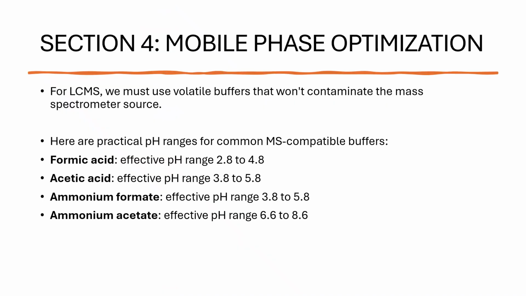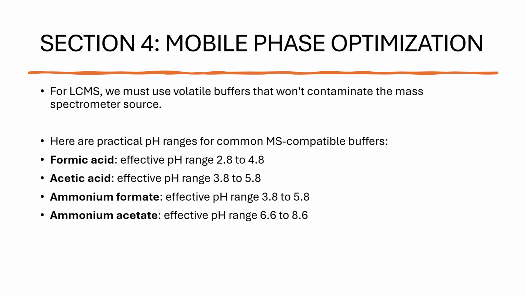Now let's talk about the mobile phase selection in LCMS. We must be aware that only volatile buffers can be used in mass spectrometry. We cannot use non-volatile buffers or else they would contaminate your ion source.